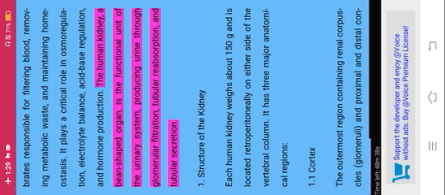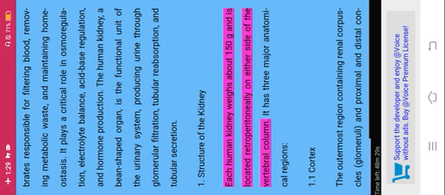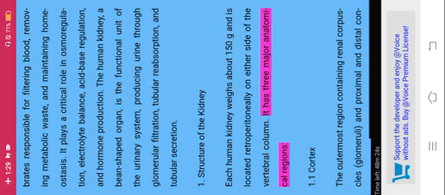The human kidney, a bean-shaped organ, is a functional unit of the urinary system, producing urine through glomerular filtration, tubular reabsorption, and tubular secretion. 1. Structure of the kidney. Each human kidney weighs about 150 grams and is located retroperitoneally on either side of the vertebral column. It has 3 major anatomical regions.